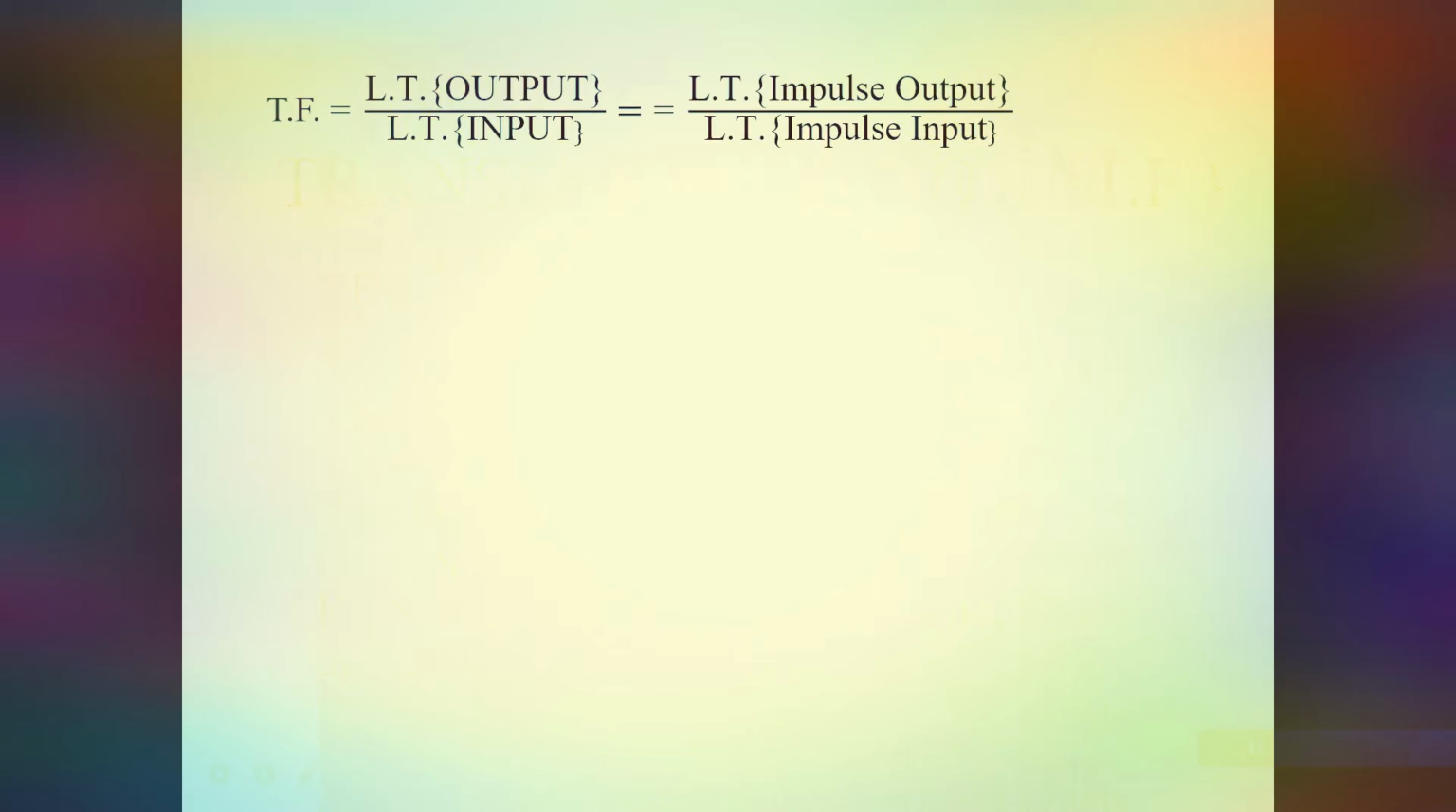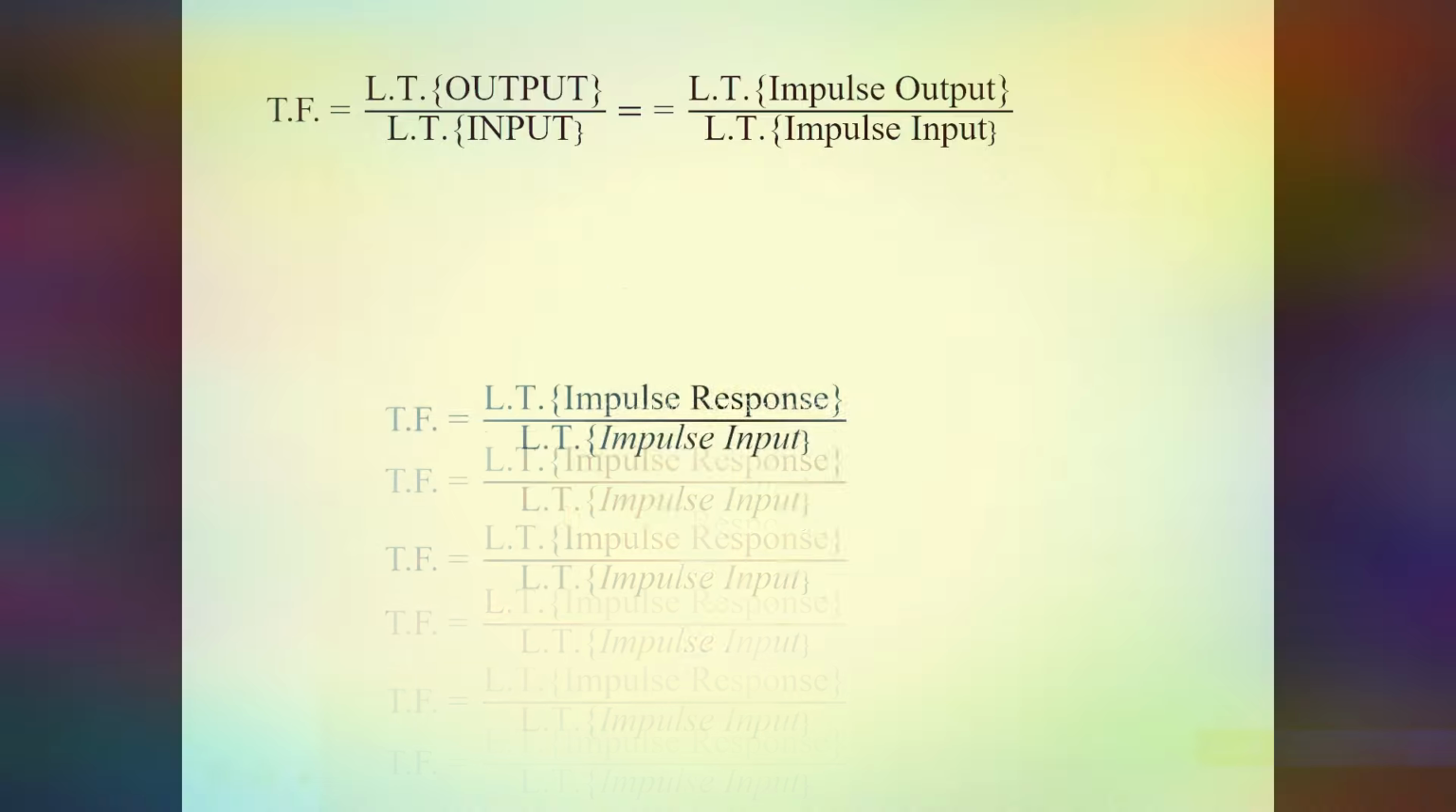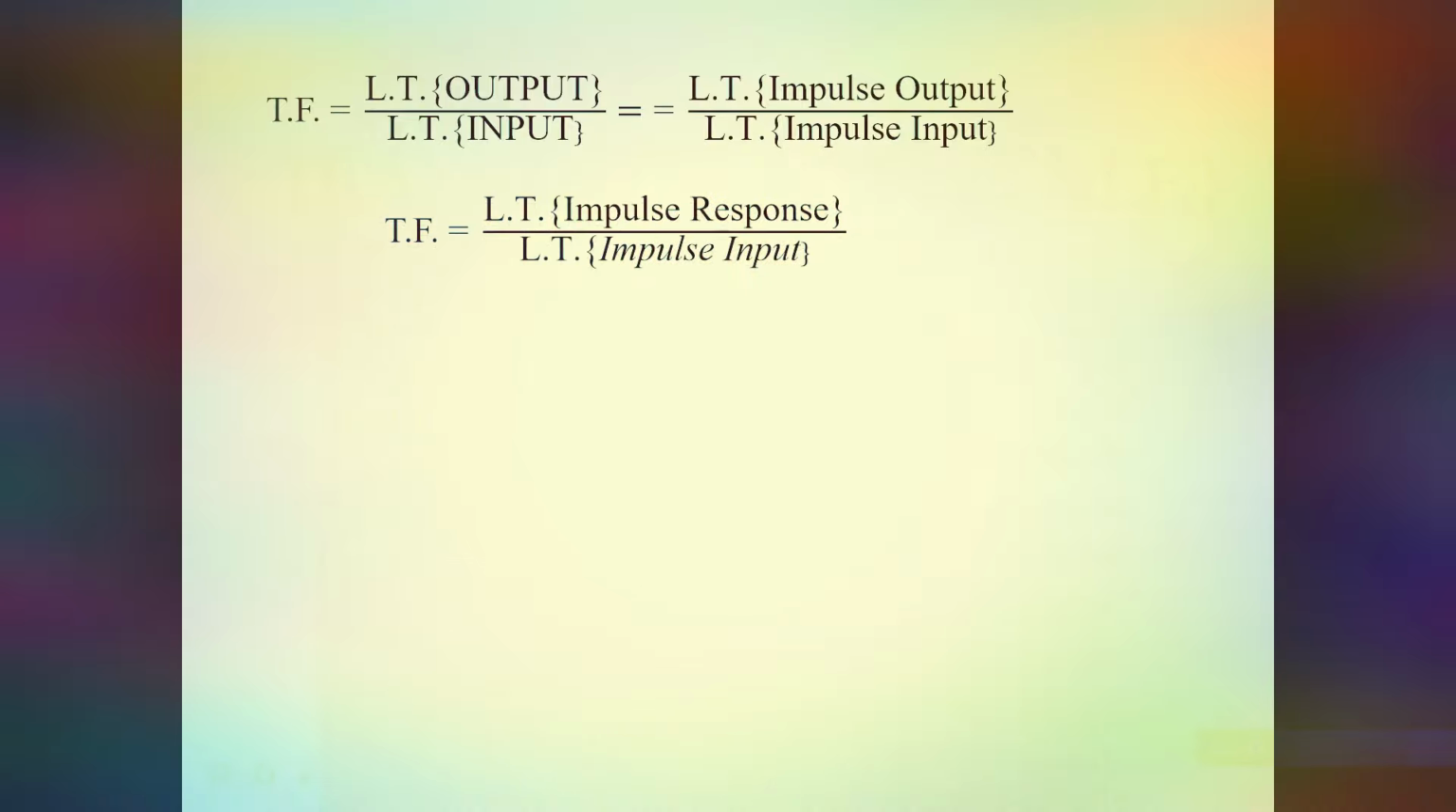Transfer function is the ratio of the Laplace transform of output to the Laplace transform of input. For an impulse input, the transfer function is the Laplace transform of the impulse output to the Laplace transform of the impulse input. The output for an impulse input is also known as the impulse response. From that we get the transfer function equals the Laplace transform of the impulse response divided by the Laplace transform of the impulse input.